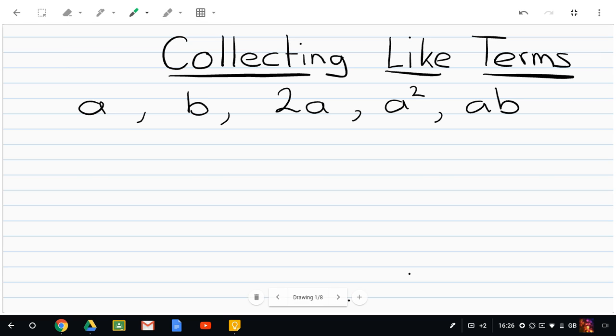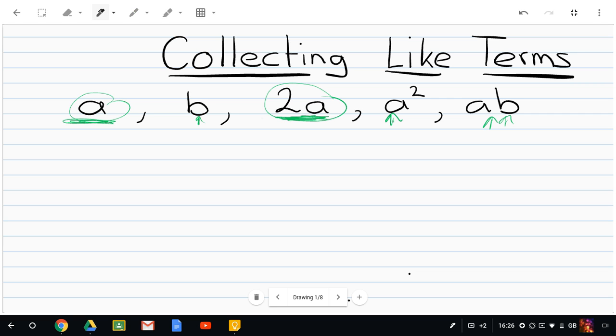So here I have an A, here I have a B, here I have an A, here I have an A squared, and that's different. And here I have AB, two pronumerals here. So the only pair are A and 2A. Why isn't A squared the same as 2A?